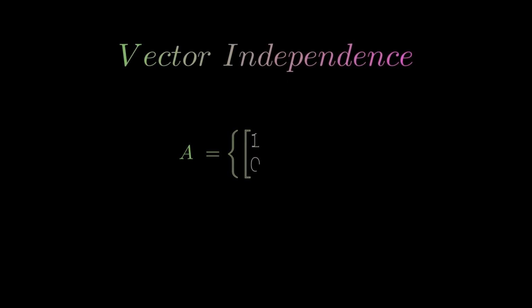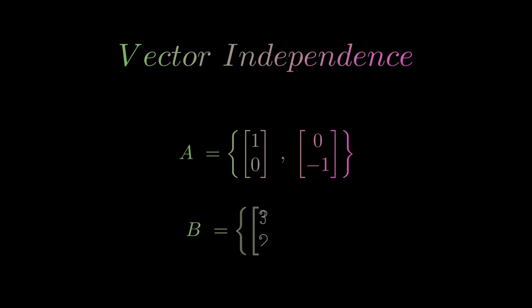Suppose we have these two sets both having two vectors. Which set is linearly independent? You'll be able to answer this question by the end of this video.